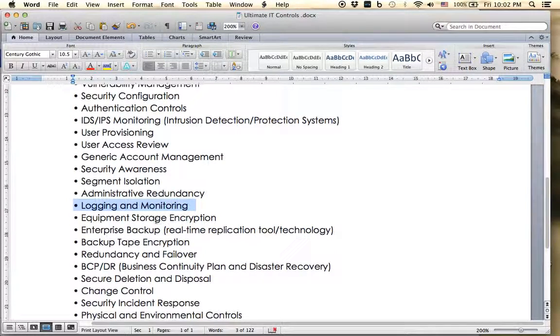Okay, the next is equipment storage encryption. This involves the storage system, where we need to ensure all data placed in the storage is fully encrypted and maintained. So the next is enterprise backup. We refer to the real-time replication tool. This is what we refer to as the data backup.